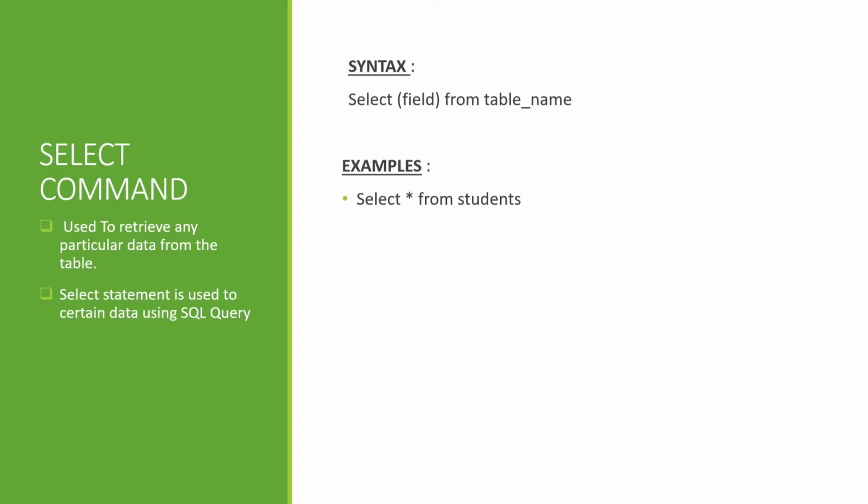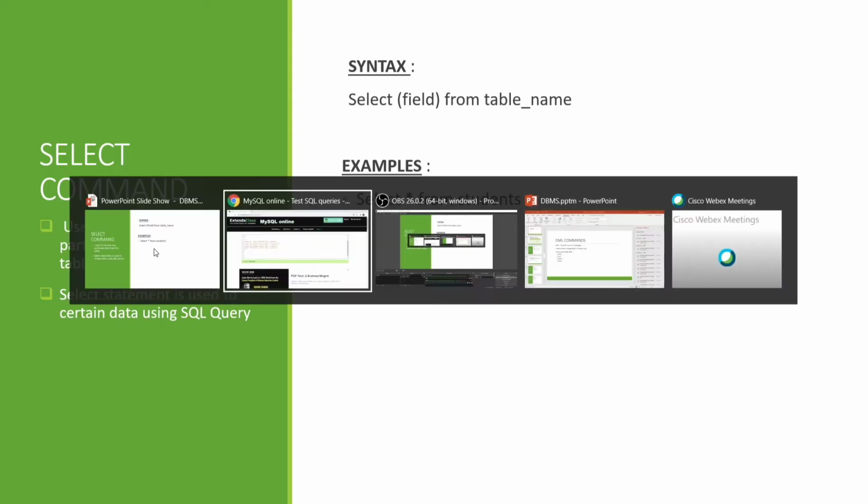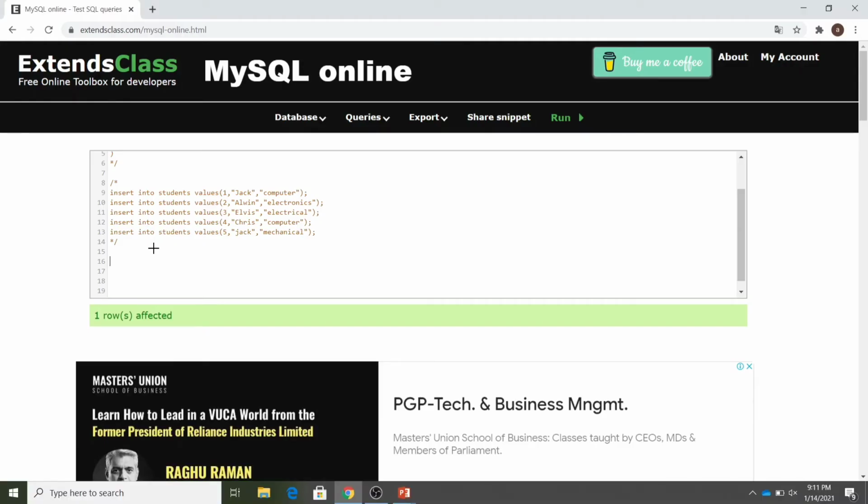The first example is select star from students. Here star means that we are mentioning all the fields of the table. So whenever we give the command select star from students, it will give us all the records present in the table. Let's try this command on our online editor. You have seen that I have inserted 5 rows in the table. Now let's just do select star from students and run the query.